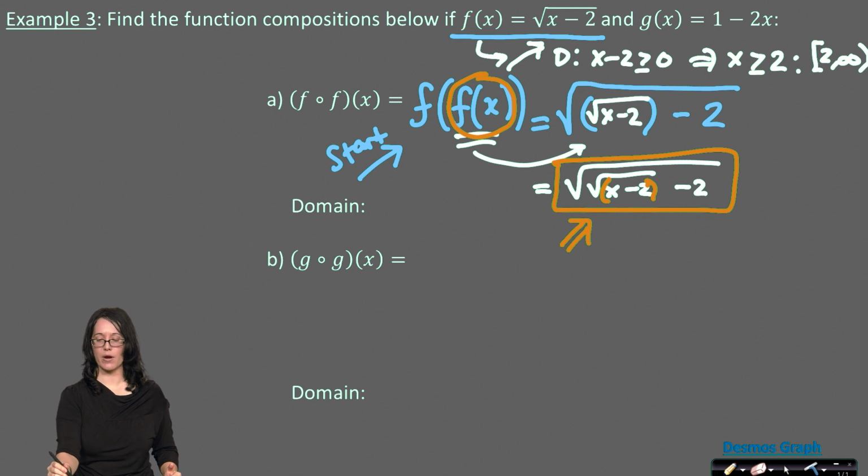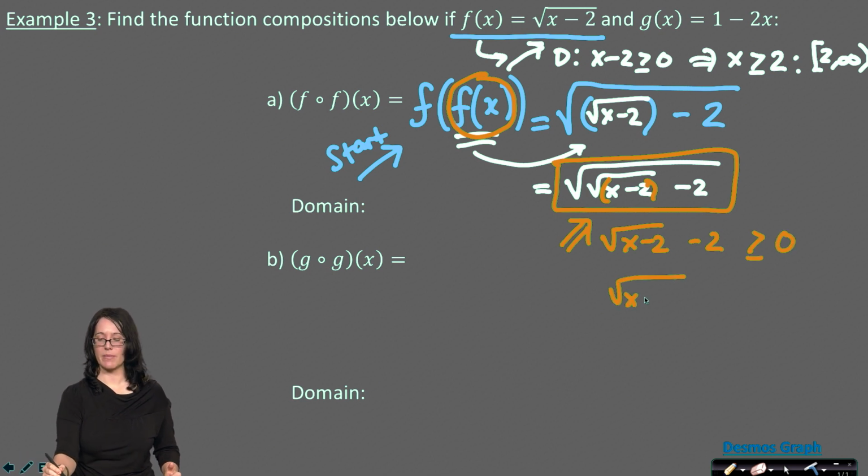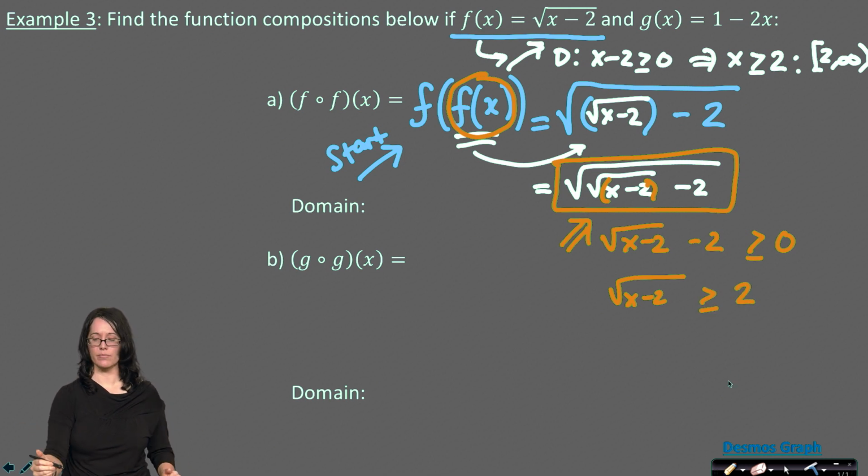So what's under that square root? Well, the square root of x minus 2, minus 2. So it all must be greater than or equal to 0. That would mean that the square root of x minus 2 must be greater than or equal to 2. And how do we lift a square root? We square both sides. That's right.